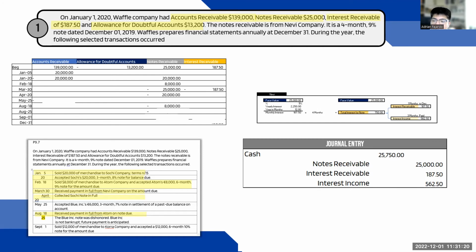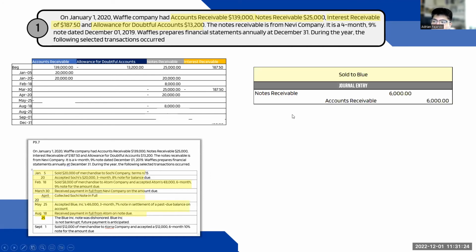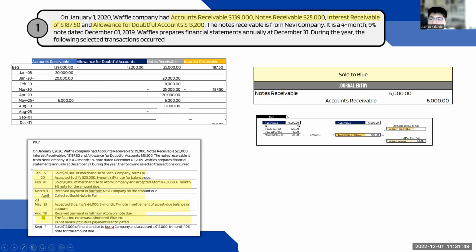What are the other companies? Si Blue. Si Blue here. So, si Blue issued a notes receivable in settlement of a past due. So, it's NRAR. Debit notes receivable, credit accounts receivable. So now, may plus 6,000 kay notes receivable, pero may minus 6,000 kay accounts receivable, right? And then, ano nangyari? The last thing is nag-dishonor, pero may expected collection.